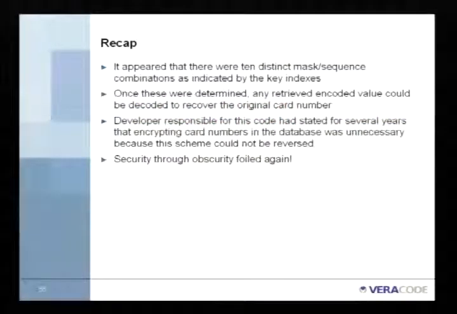So the recap is that it appeared that there were 10 different mask sequence numbers. We talked about 00 through 99, but there actually were only 10 of those. So all the 90s were the same, for example. Once those were determined, any retrieved encoded value from the database could be decoded to recover the original card number. This was just obfuscation, not any form of encryption.